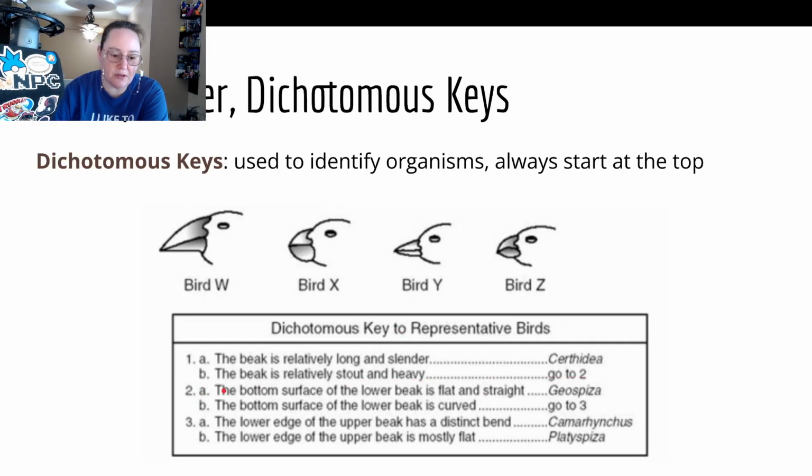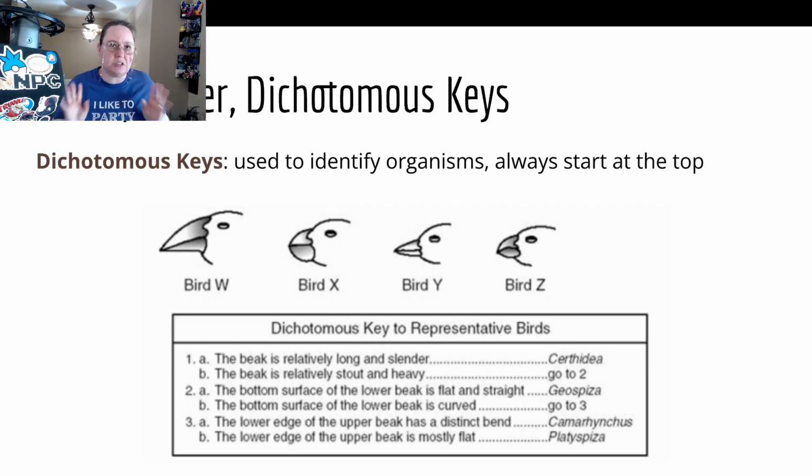And then, again, you look at just these 2 things. The bottom surface of the lower beak is flat and straight. Yeah, that's pretty flat and straight. But before you sit there and go, oh, that's it, always read both choices. That's the number 2 rule. Number 1, always start at number 1, unless you know the dichotomous key really well. Number 2, always read both choices even though you think you found the answer, just in case.